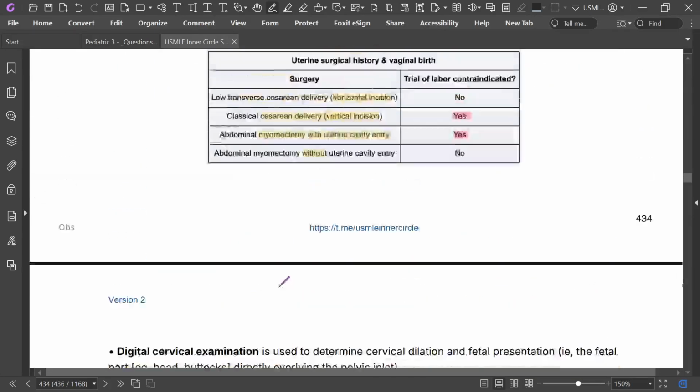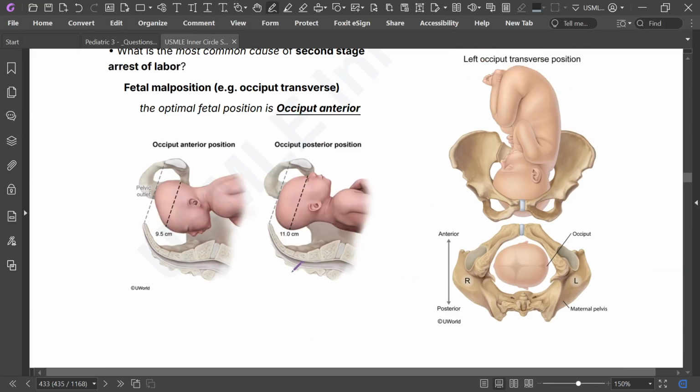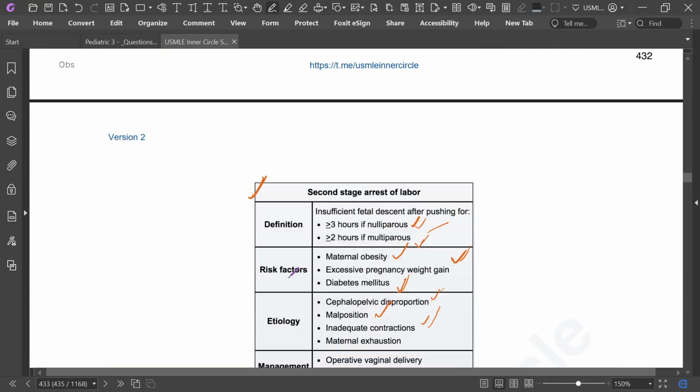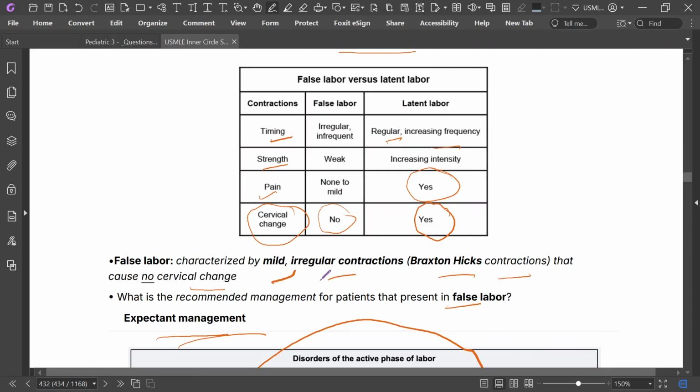So this is all about the steps of normal labor, arrest of labor, and preterm labor.